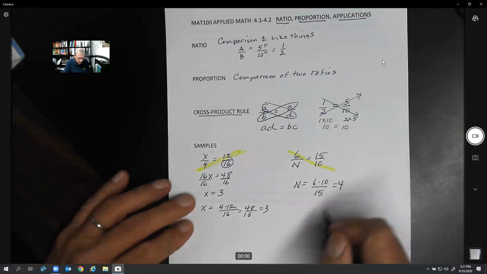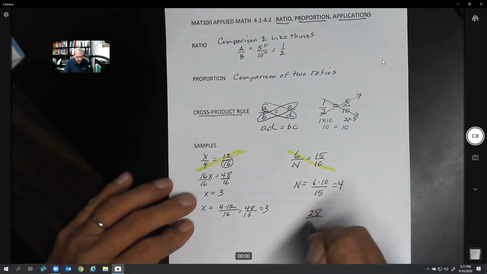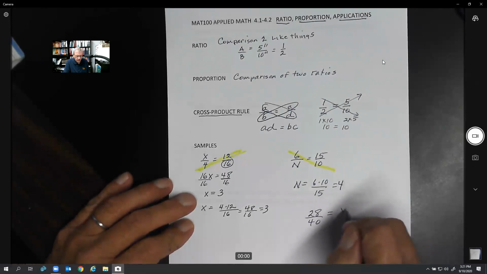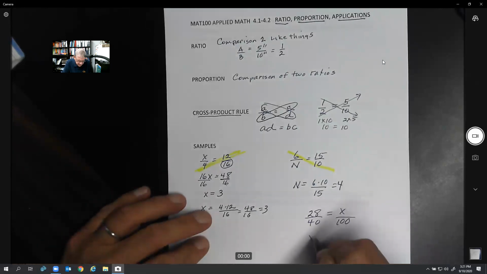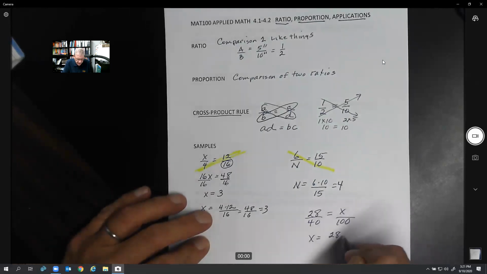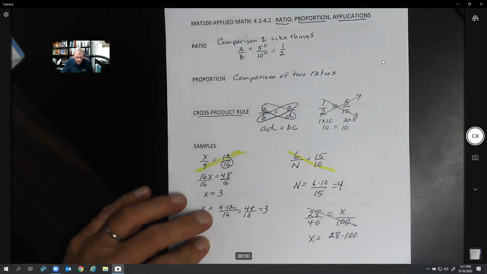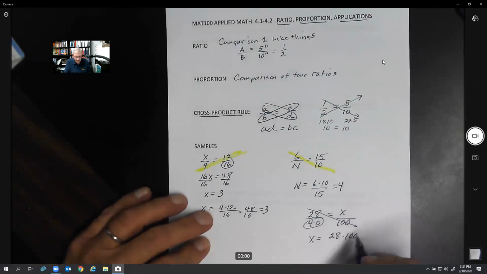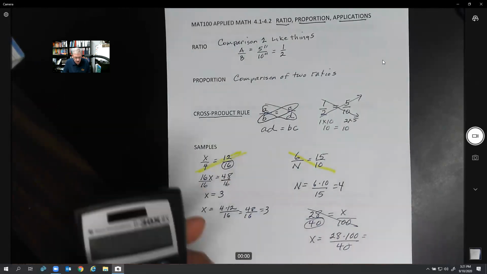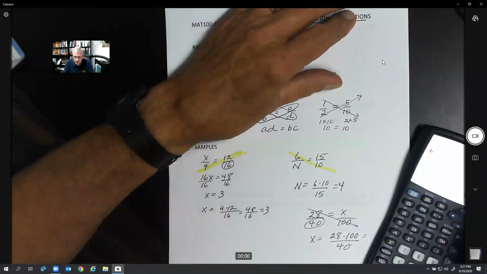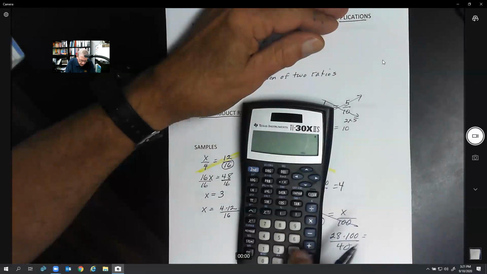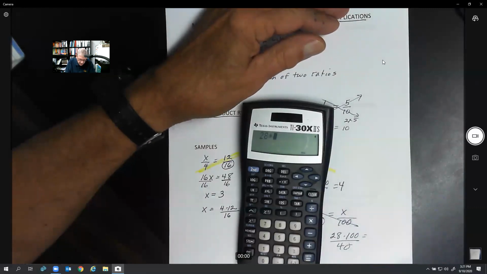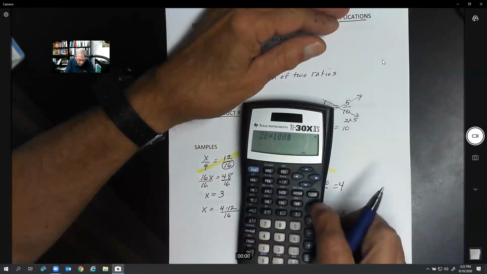Let me try again, a little bit harder one. 28 over 40 equals x over 100. Again, it looks like kind of a hard problem. X is 28 times 100, multiply diagonally down, divide by the number that's left, 40. Let's see what we get. And you could reduce, you could do different things to this. I'm just going to multiply it the way it is. But you know, there's something, I'll show you a little shortcut too. 28 times 100 divided by 40.